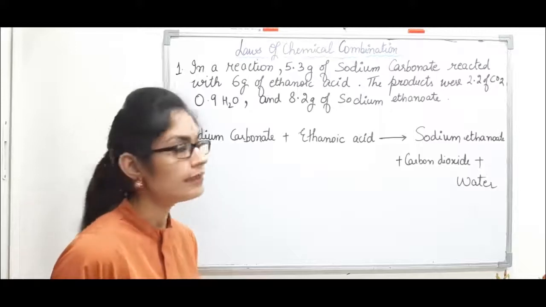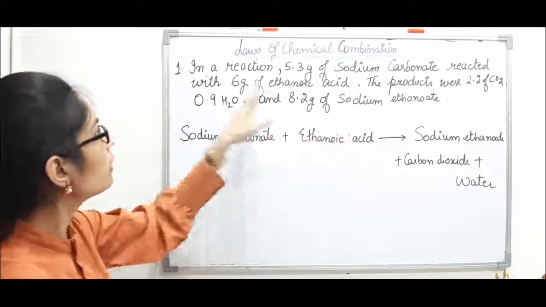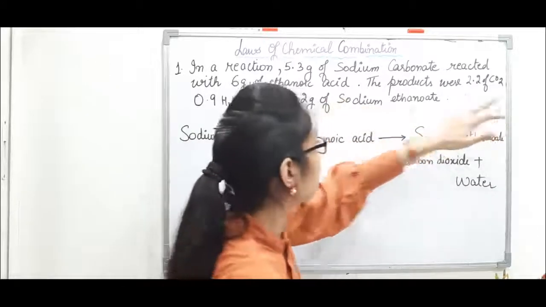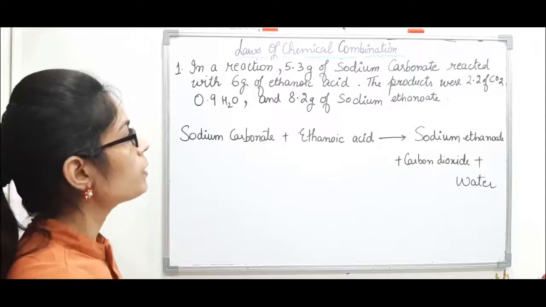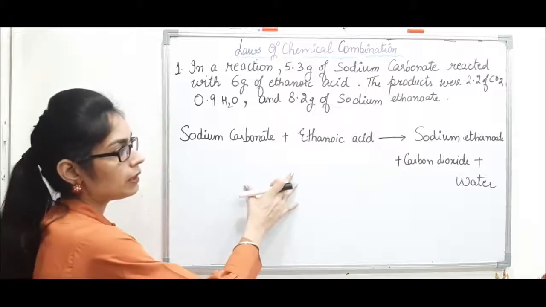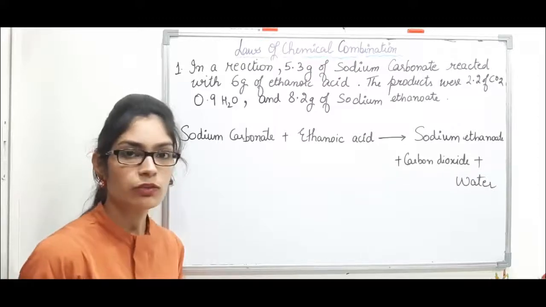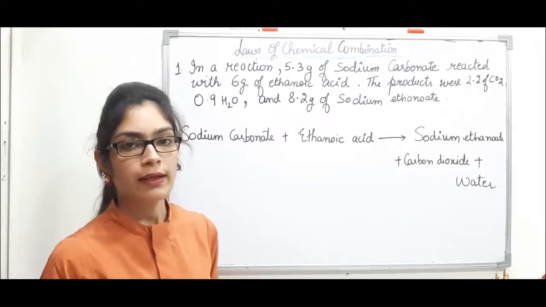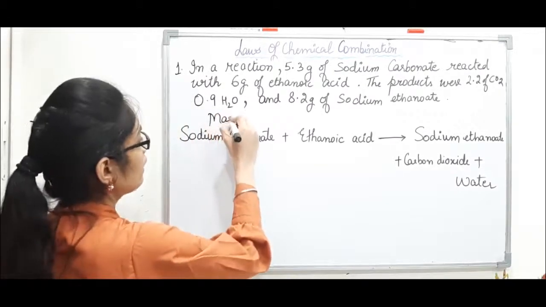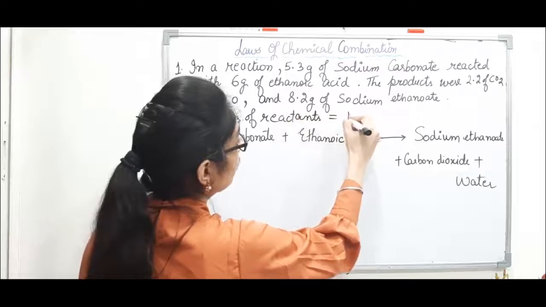So the first question is, in a chemical reaction, 5.3 grams of sodium carbonate reacted with 6 grams of ethanoic acid. The products were 2.2 grams of carbon dioxide, 0.9 grams of water, 8.2 grams of sodium ethanoate. We have to show that this chemical reaction is in agreement with the law of conservation of mass. In the law of conservation of mass, we have studied that mass can neither be created nor destroyed, due to which the mass of the reactants will be equal to the mass of the products.